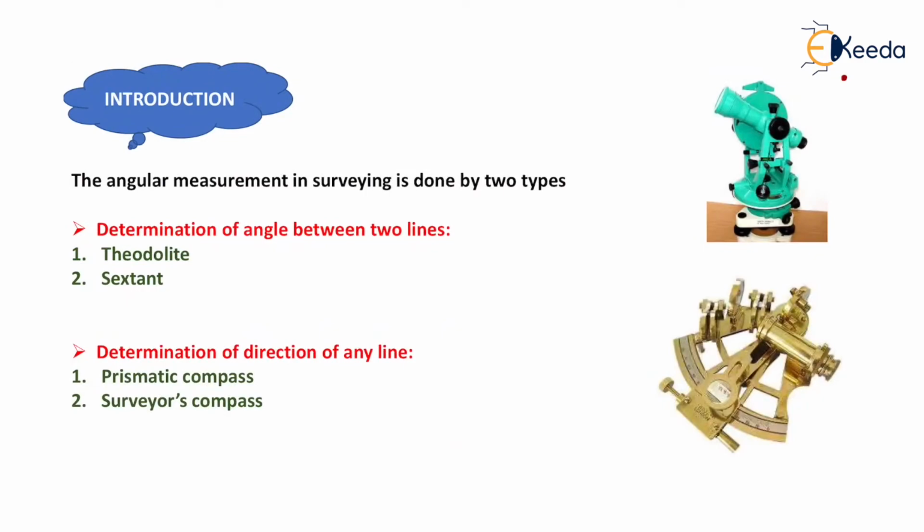Now, the angle measurement in surveying is done in two ways. First one is determination of the angle between two lines. It means that we have to identify the angle between two survey lines, that is this angle. And it can be done with the help of a theodolite or with the help of a sextant. Here is a theodolite shown in this figure and a sextant is shown in this figure.